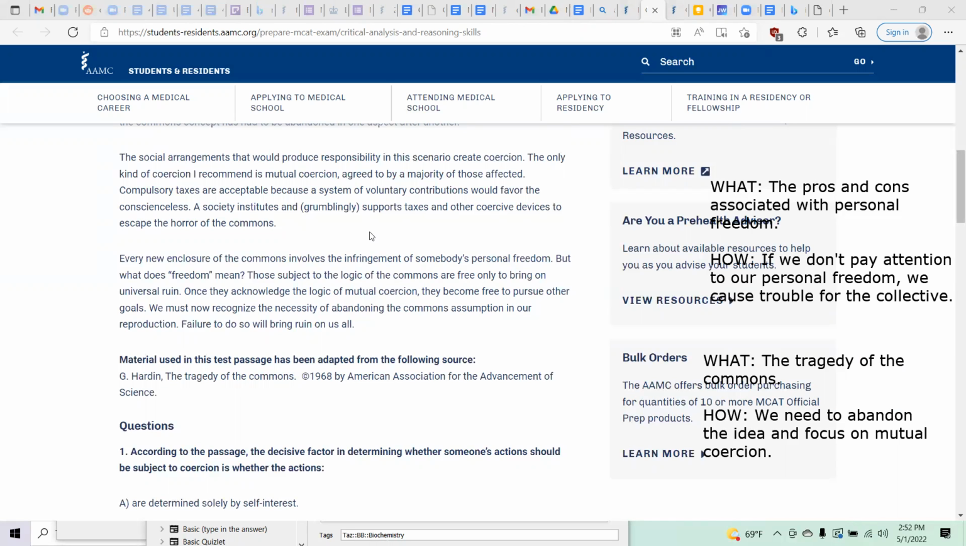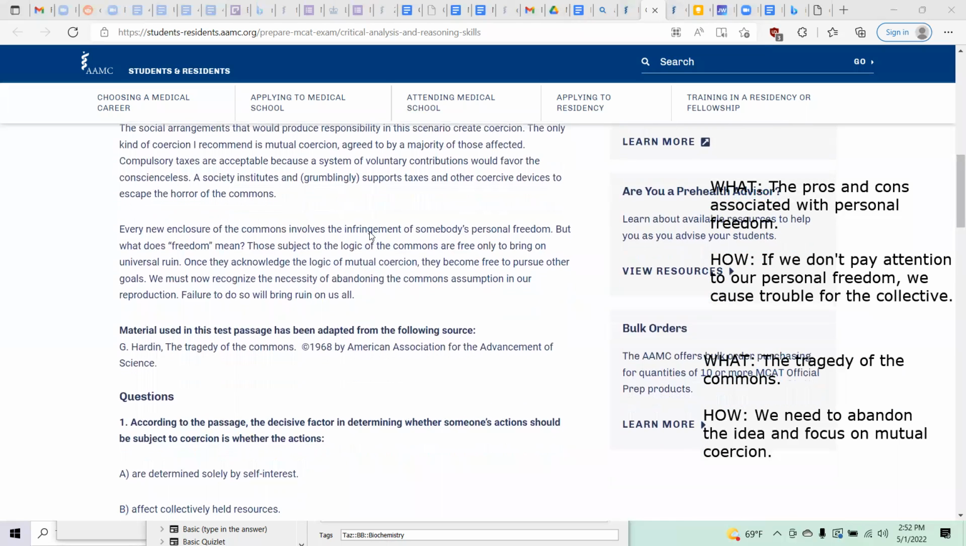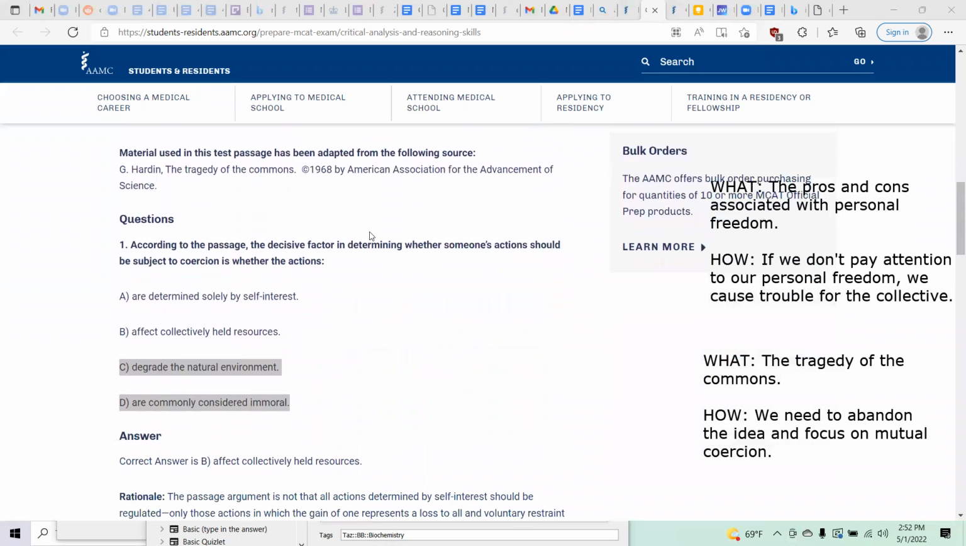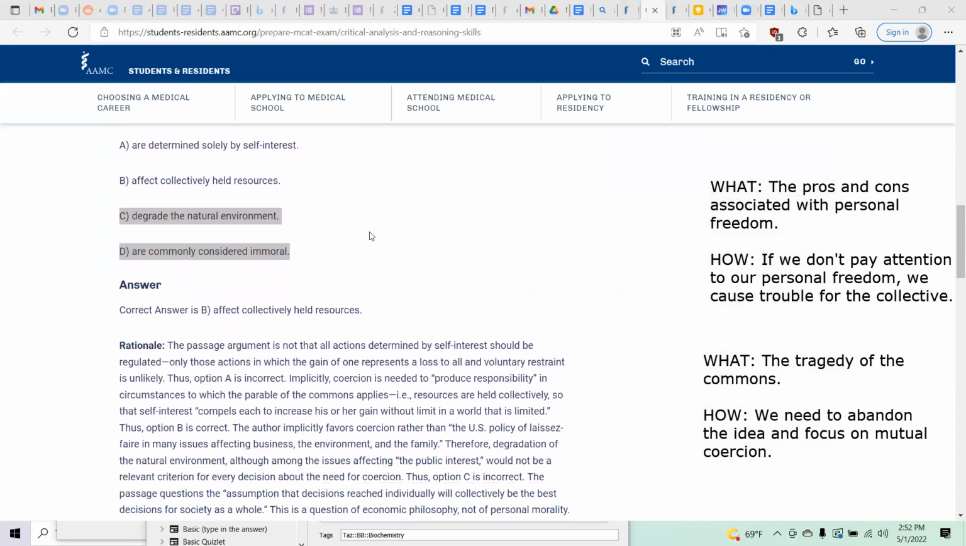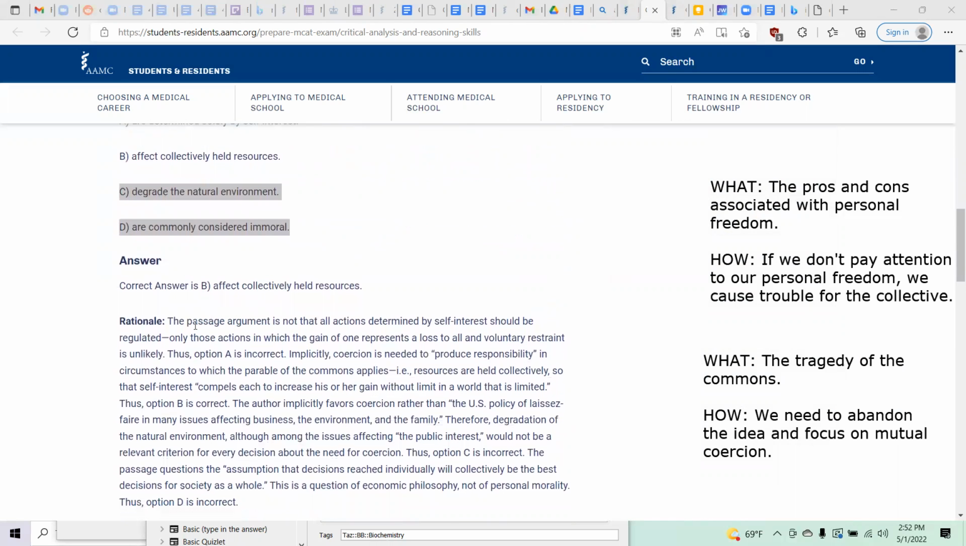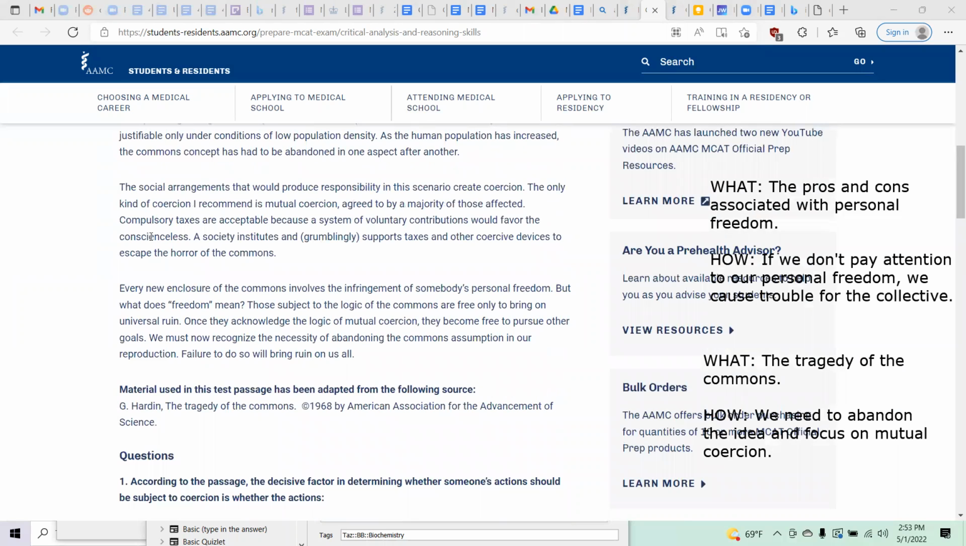Good. Excellent. That's basically exactly how I would describe it. So let's go through our rationale and see how they talk about it. The passage's argument is not that all actions determined by self-interest should be regulated, only those actions in which the gain of one represents a loss to all and voluntary restraint is unlikely. Where did we talk about voluntary restraint is unlikely? Right here with consciencelessness. Compulsory tasks are acceptable because the system of voluntary contributions would favor the conscienceless.